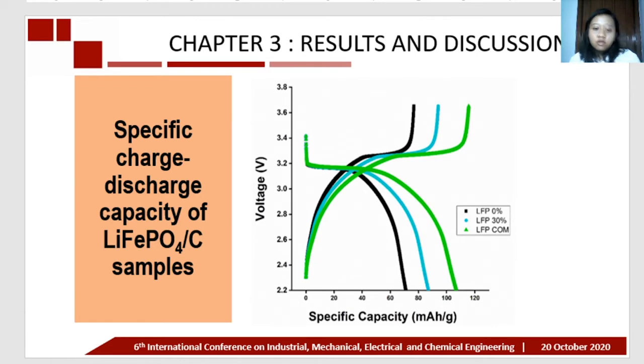Then the electrochemical performance test with a coin cell or cylinder cell, with the lithium iron phosphate with composite carbon sample as the cathode and graphite as the counter anode. Based on the result, the highest specific capacity is lithium iron phosphate with 30% carbon. That can be caused by poor fabrication of the cylinder cell. The specific capacity of commercial lithium iron phosphate is higher than that of lithium iron phosphate with 30% carbon. This is because the particles are less smooth and have high carbon.